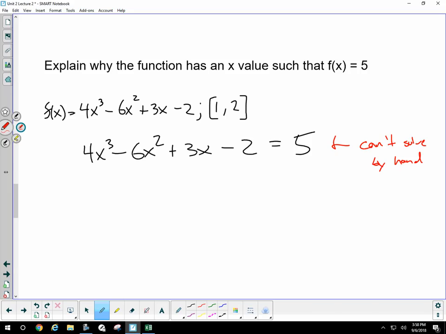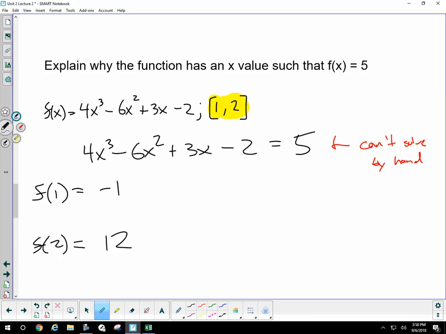Well, they gave me 2 points, 1 and 2. Why don't we just investigate these 2 points? Let's plug in 1 into this function. I get 4 minus 6 plus 3 minus 2. That's negative 2 plus 1, which is negative 1. And let's plug in 2. Well, I got 4 times 8, which is 32, minus 6 times 4, which is 24. 32 minus 24 is 8, plus 3 times 2 is 6. 8 plus 6 is 14, minus 2 is 12. So f of 2 is 12.